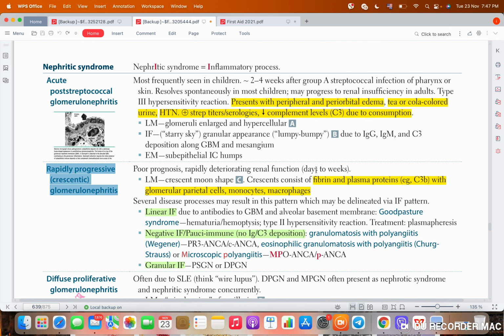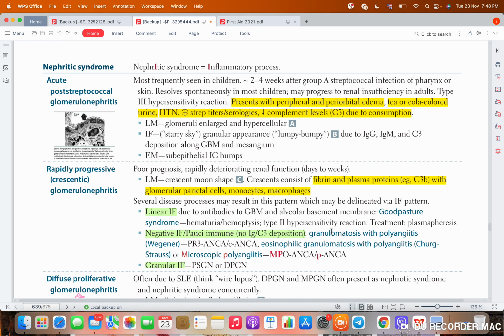The crescent consists of fibrin and plasma proteins, like C3b, with glomerular parietal cells, monocytes, and macrophages. They love to ask about this. You must know that it contains a lot of fibrin and macrophages. The other ones you are allowed to forget about, but the fibrin and the macrophage you are not allowed to forget. They ask it a lot, okay? So inside of the crescent there is fibrin, macrophages, and monocytes.